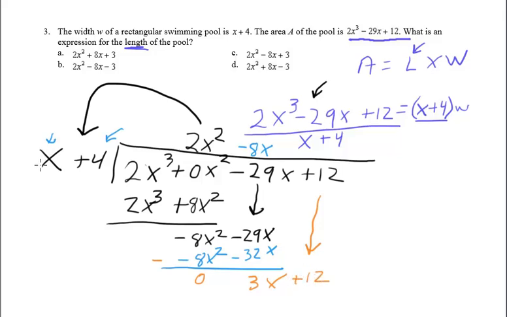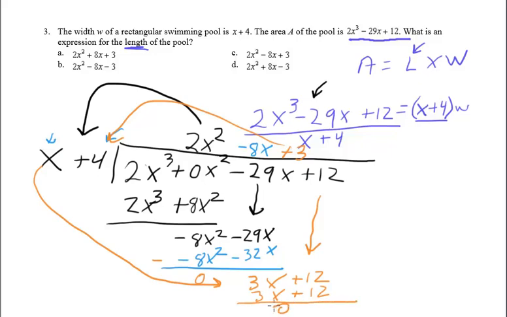So how many times does x go into 3x? Well, 3 times. Plus 3. So that's 3x, and 3 times 4 over here is 12. And we subtract, and of course they become 0. So here's my answer right here: 2x squared minus 8x plus 3. 2x squared minus 8x plus 3, right there.